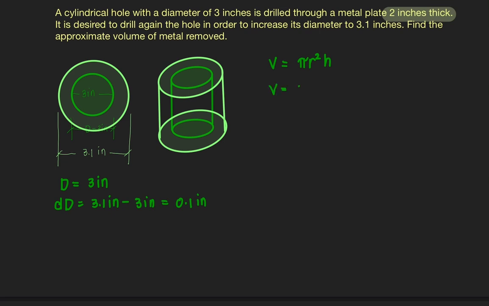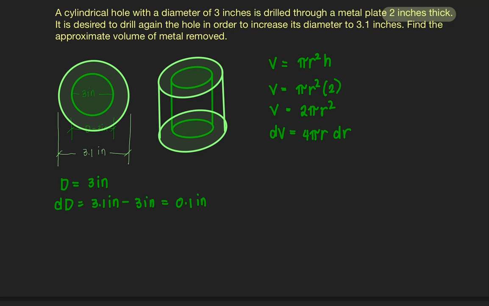So V is equal to pi r squared times 2, or that would be 2 pi r squared. So finding the differential dV. Okay, so this is a small change in the volume of the cylindrical hole when there is a small change in the diameter of the hole made. So 4 pi r dr.